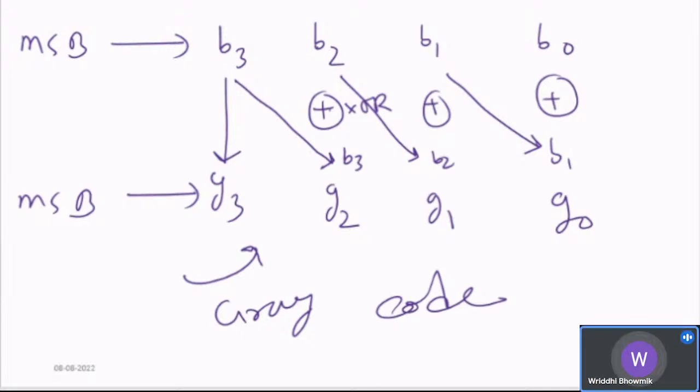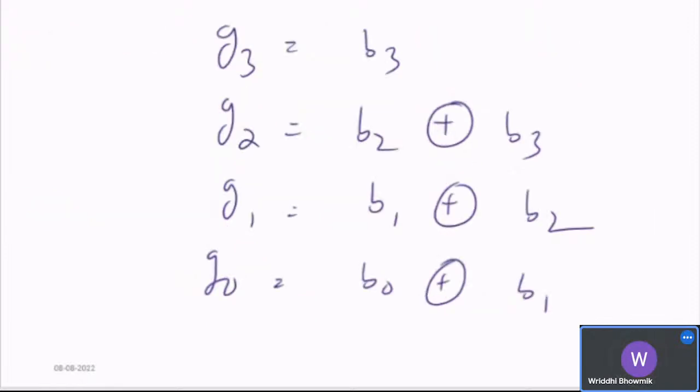MSB: most significant bit. The leftmost bit has the greatest numerical value. I have already discussed this. The most significant bit in binary and gray code is the same, so you keep the MSB as it is. Whatever MSB you have in binary, the same MSB you have in gray code. G3 equals B3. G3 is the MSB in gray code, and B3 is the MSB in binary.